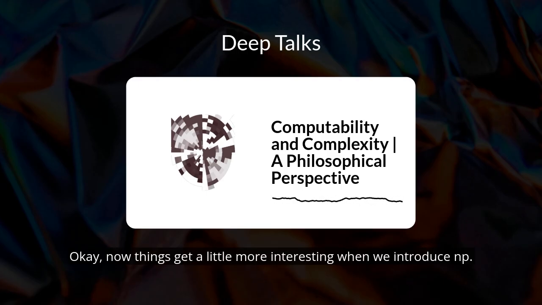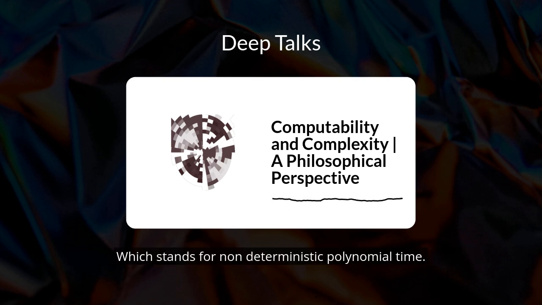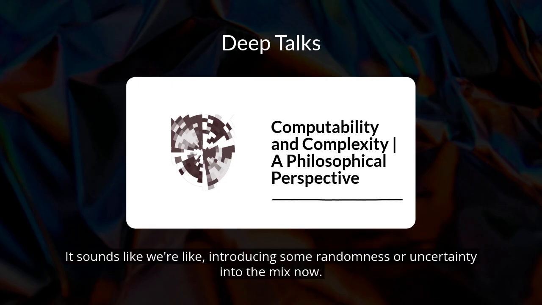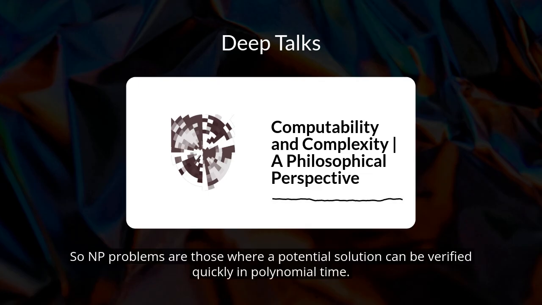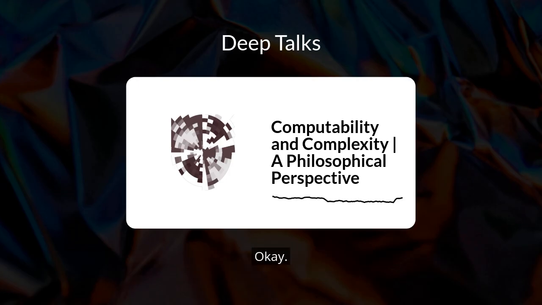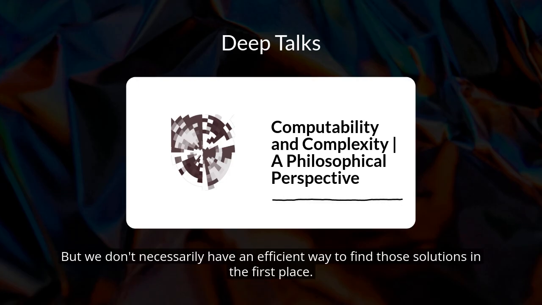Okay. Now, things get a little more interesting when we introduce NP, which stands for non-deterministic polynomial time. Non-deterministic. It sounds like we're introducing some randomness or uncertainty into the mix now. Yeah, it's a good way to think about it. Okay. So NP problems are those where a potential solution can be verified quickly, in polynomial time, but we don't necessarily have an efficient way to find those solutions in the first place.